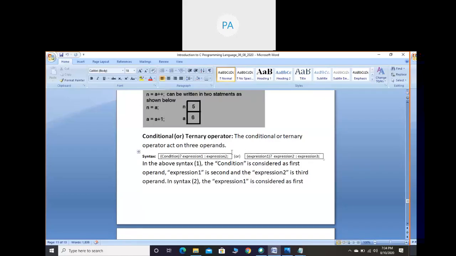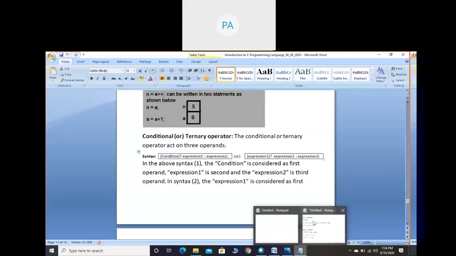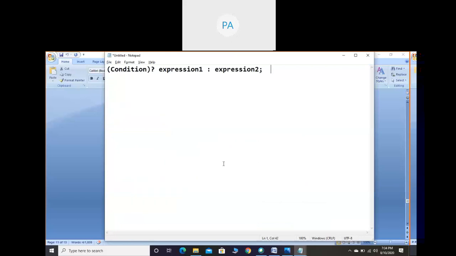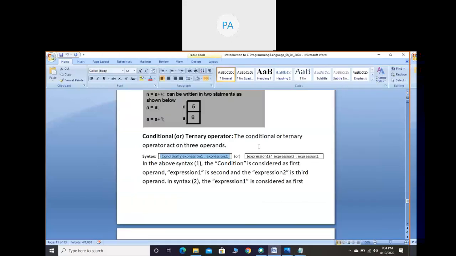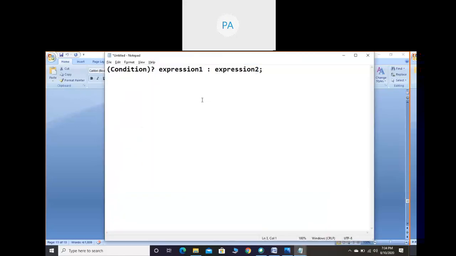As a general form, I will write it on the notepad file so that it will look clear. See, here we have two types of syntax. That means the working is the same, but in two ways we can represent this. Okay, I will tell you what it is. Coming to the first one, the first formula or syntax.